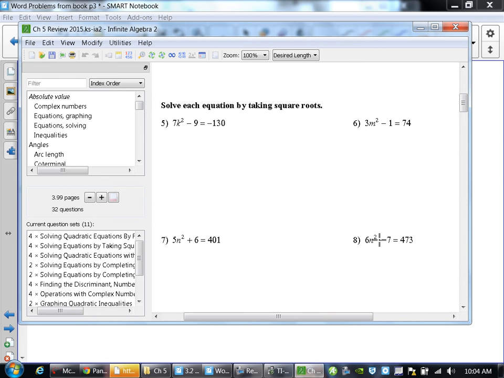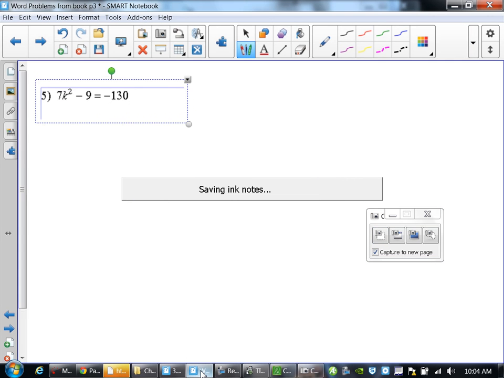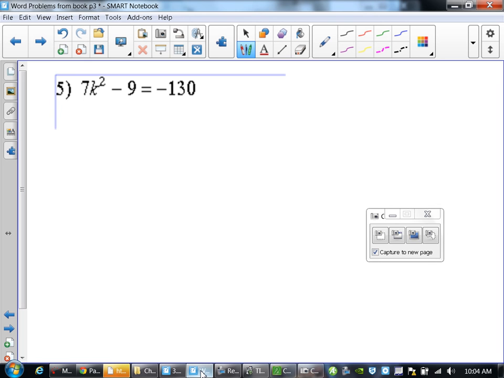Solve by taking square roots. When you're trying to solve by taking square roots, you're just trying to get the x squared by itself. Add 9. Divide by 7. That's what, 5 left over? It's 11. No, it's not. It's negative 121 over 7. Yeah, so it'd be negative 121 over 7.